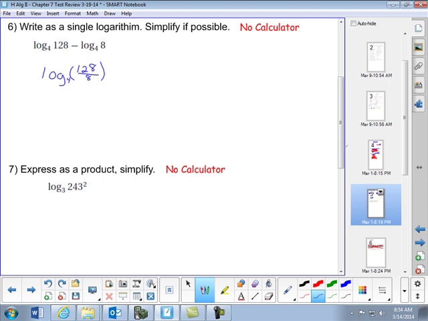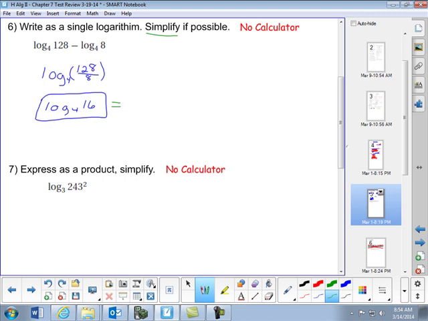So we have log base 4, and then you always take 128 divided by 8. So if you divide 128 by 8, you get 16. So you have the log base 4 of 16. There's the single log. Now it says simplify.